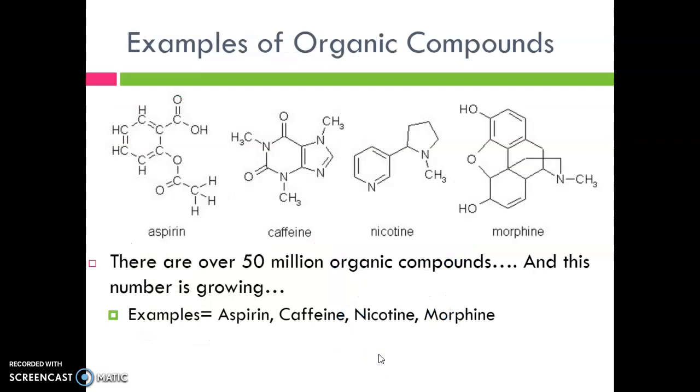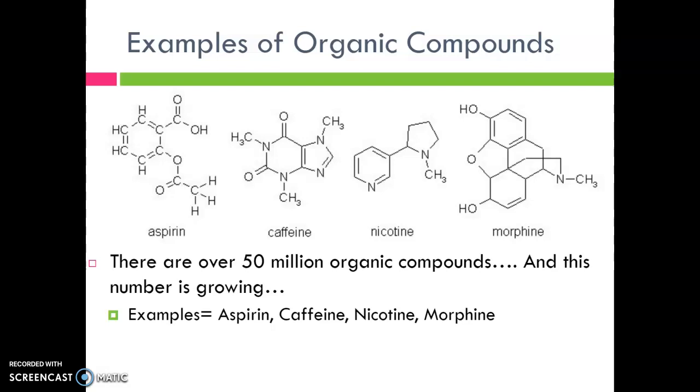Alright, so some kinds of organic compounds that you have probably come in contact with in your lifetime. Okay, there's over 50 million different organic compounds, so it's very likely that you have come in contact with one at least once in your lifetime. And that number is growing. Okay, we're constantly finding new organic molecules as research is done. New molecules are discovered. So some examples of molecules that have been in your bodies or that you have come in contact with before.